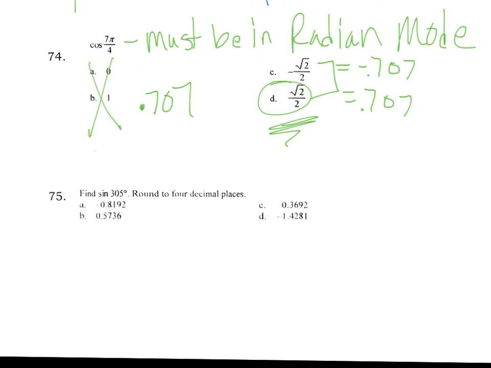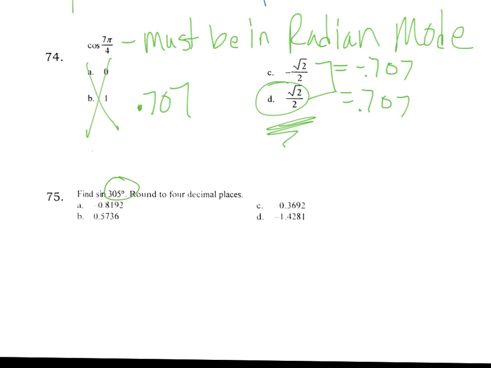Okay, now if that wasn't enough, 75 flips right back to degrees, so we have to go back to our calculator and flip it back into degree mode, and it simply wants the sine of 305. So enter sine 305, and bingo bango, it is negative 0.819, letter A.